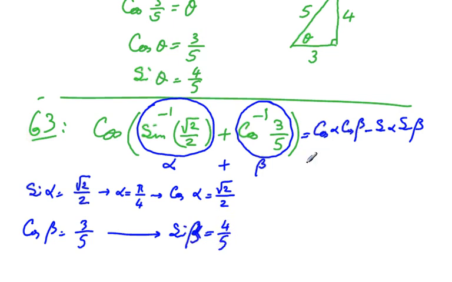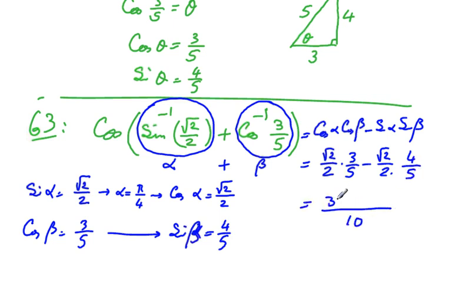Now, once we have all of these things, we can come back here. So cosine of alpha is radical 2 over 2. Cosine of beta is given to you. It's 3/5. Minus sine of alpha, which was just radical 2 over 2. Sine of beta is 4/5. Common denominator is 10. Numerator is 3 radical 2 minus 4 radical 2. Net of that is minus radical 2 over 10.